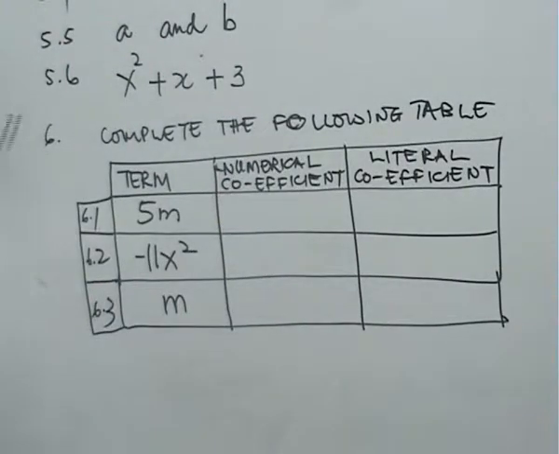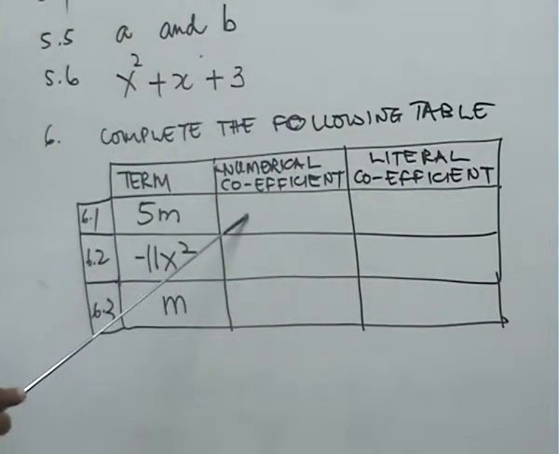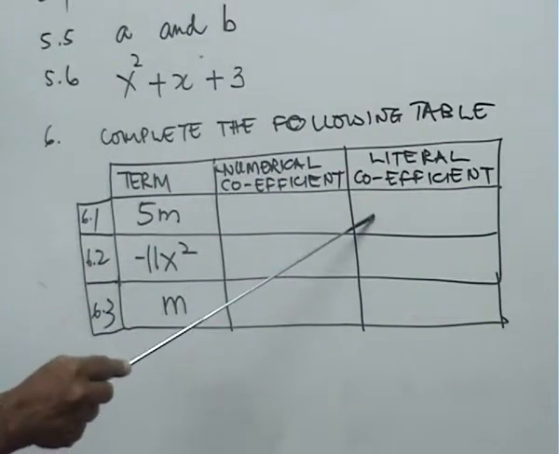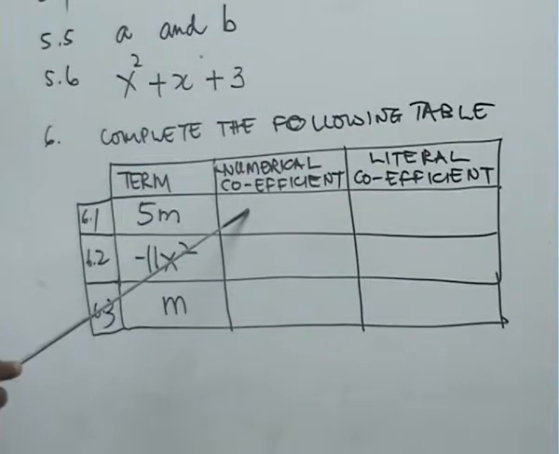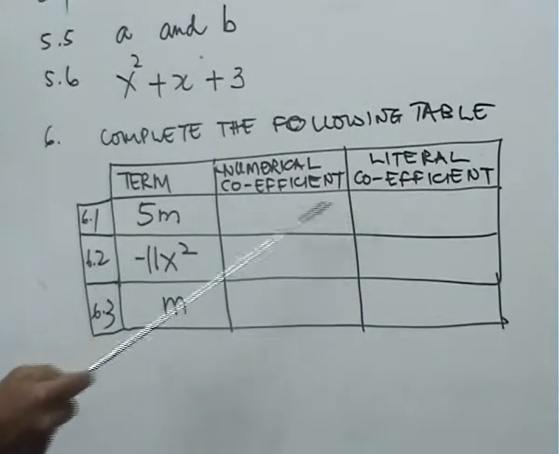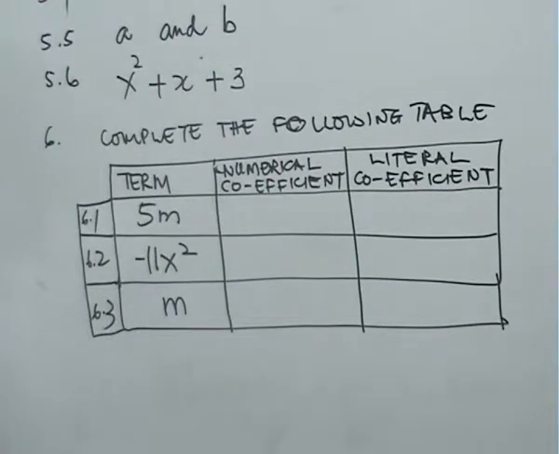Number 6, complete the following table by simply writing here what the numerical coefficient is and here what the literal coefficient is. In simple words, what is the number, what is the letter. Number 6.1, 5m, 6.2, minus 11 squared, 6.3, n.